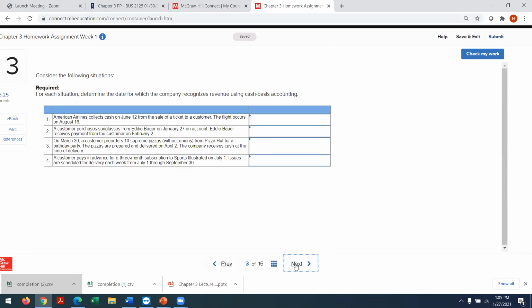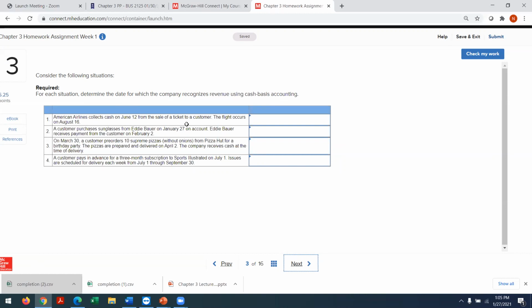Next one. This one, guys, read it. Don't forget to read it. Determine the date for which the company recognizes revenues using the cash basis of accounting. Don't confuse that with accrual basis. This is cash basis.